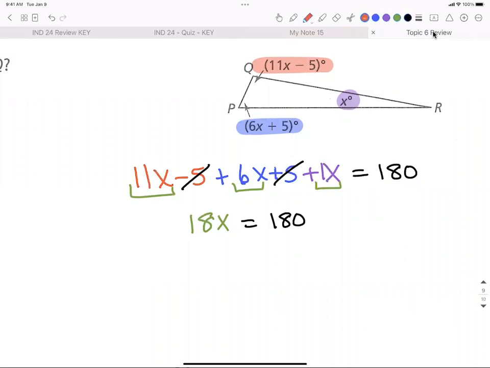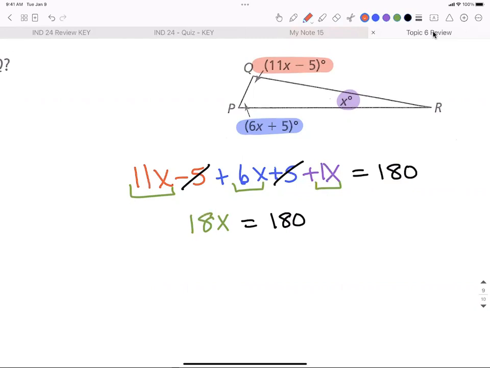Olivia? Are you supposed to put your degrees in where you... Not when you're working the problem, just in your final answer. Technically, it's 180 degrees is what we're trying to get to, but right now we're just trying to solve for x, so I wouldn't worry about putting it in there yet.